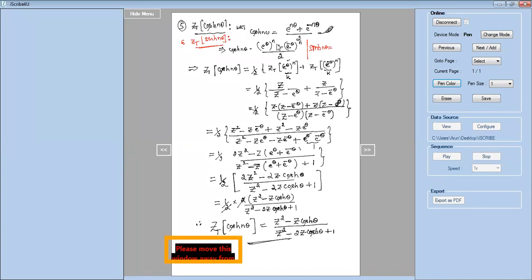So it is like this. It is e power theta whole power n minus e power minus theta whole power n, divided by 2. See, the difference is, you just observe, to solve the sixth problem, the transform of sinh n theta, instead of cosh n theta, you take sinh n theta. Change this plus to minus.